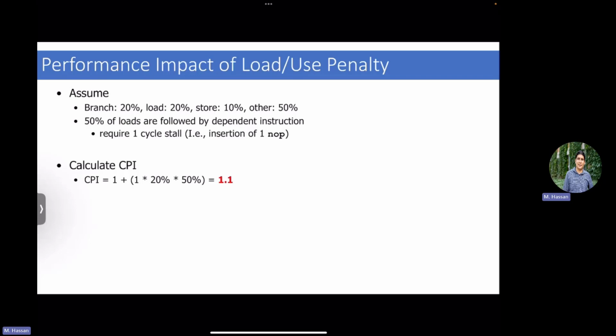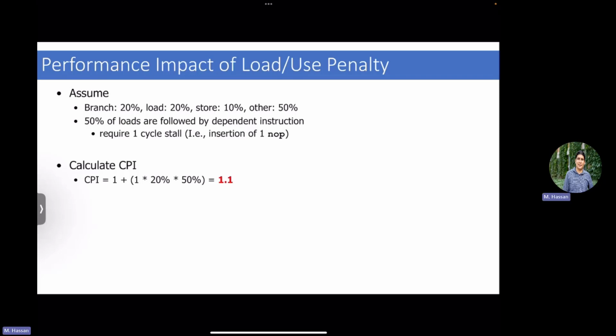So assume I have a program that has 20% branches, 20% loads, 10% stores, and 50% other instructions. And I was given one extra piece of information, adding to the performance problems we covered earlier: 50% of the loads are followed by a dependent arithmetic instruction, and this requires one cycle stall, the insertion of one nop in the middle, right? So this line is defining the stall penalty, and this line is defining the stall frequency.